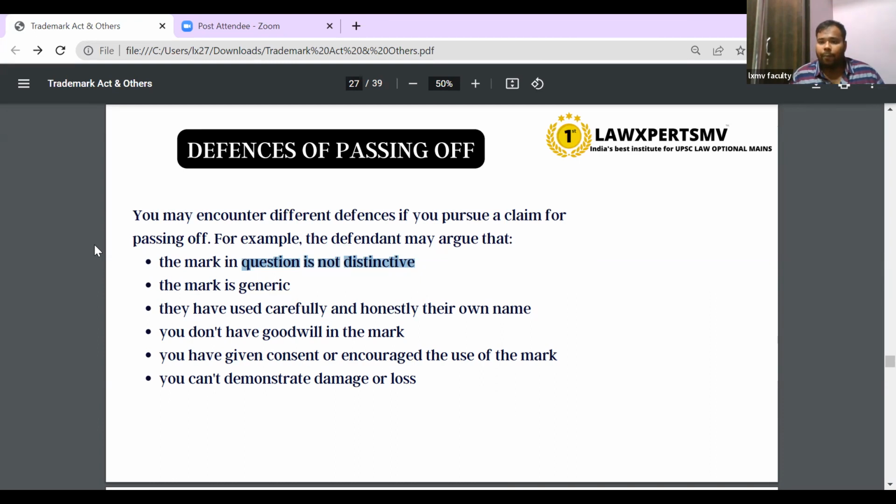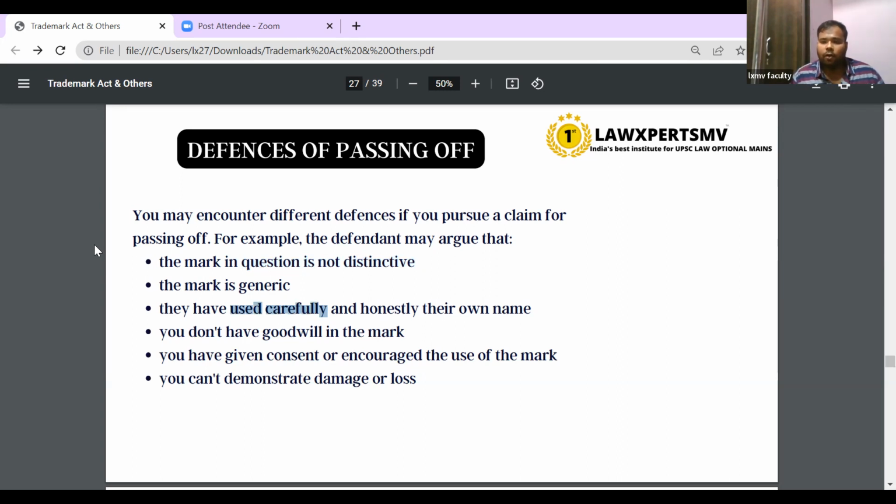Even the word Apple, if you can remember, is like a registered trademark and it has been used for so many years. So you cannot go to the court and assert that this particular word Apple used by the phone company Apple is generic in nature, because it is well established. Now you cannot ask for its validity, right? And the third difference is that they have used it carefully and in an honest way.